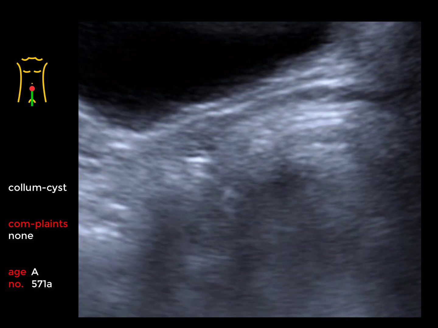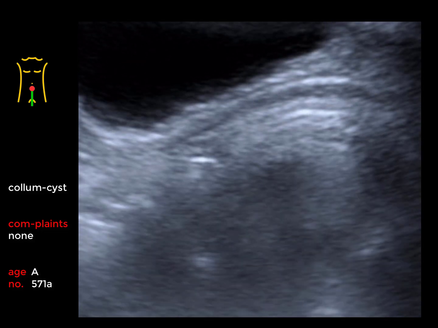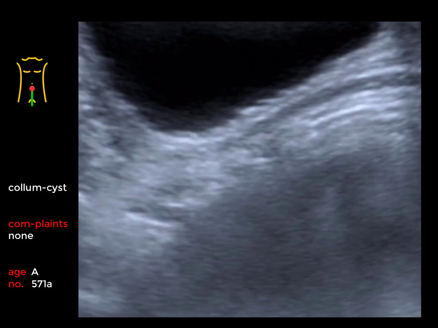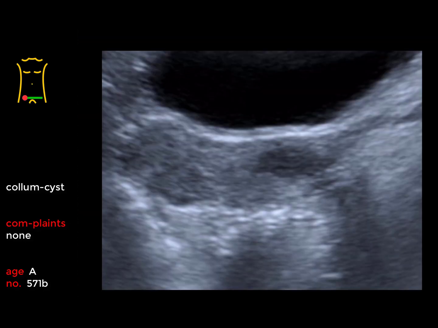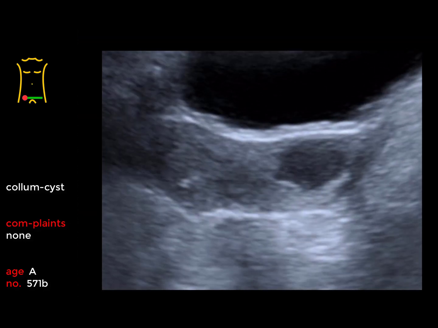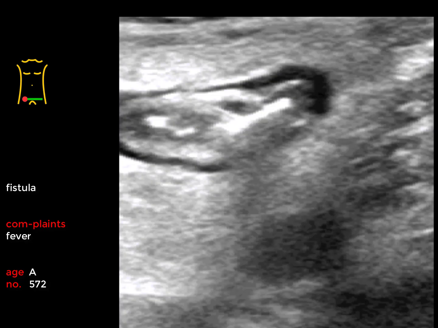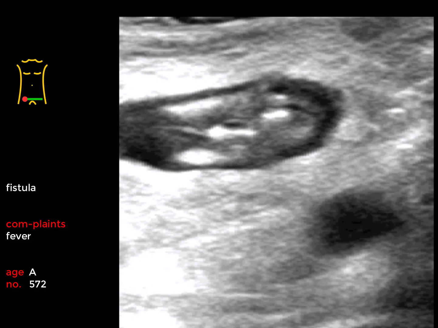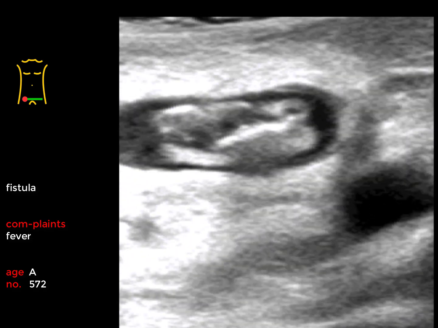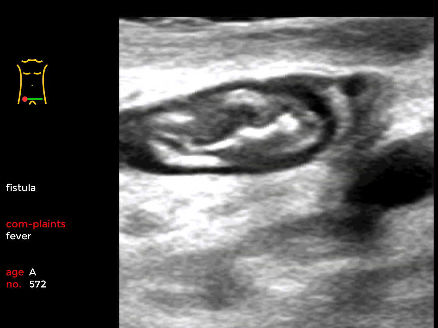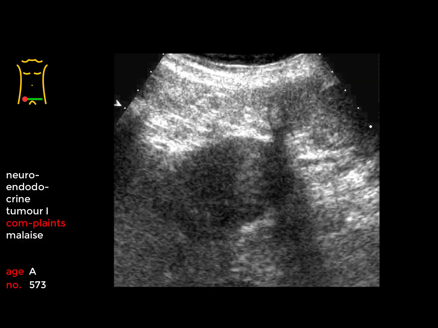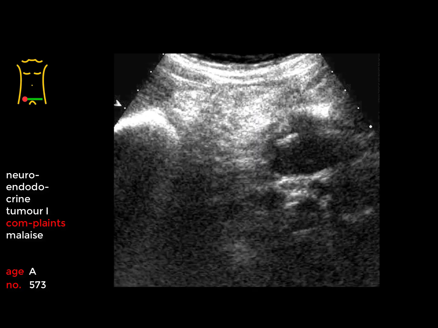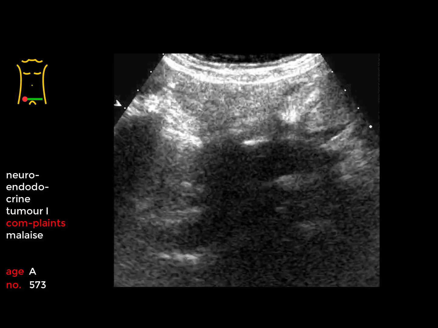571A and B, asymptomatic as they are, further treatment should be directed by the specialist, especially what to do about this cystic malformation. We come back in case 572 to Crohn's disease and fistulization, not so easily detected. And again, we come back in 573 to another neuroendocrine tumor.